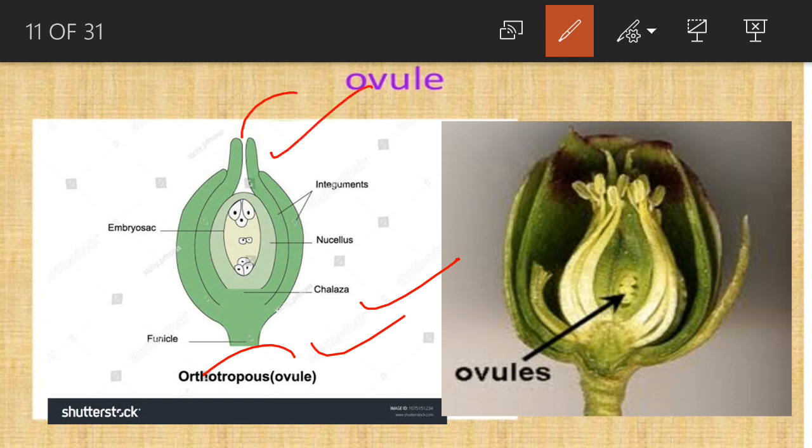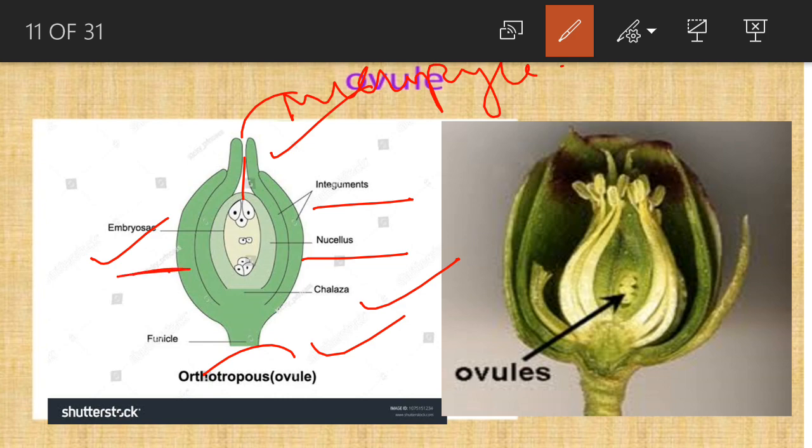This open place is the micropyle. There is a tissue, the nucellus, which forms the ovule. It is covered by the integuments, and inside the nucellus there will be formation of the embryo sac, and the portion of the nucellus which is uncovered is known as the micropyle. So the female gametophyte is the embryo sac.